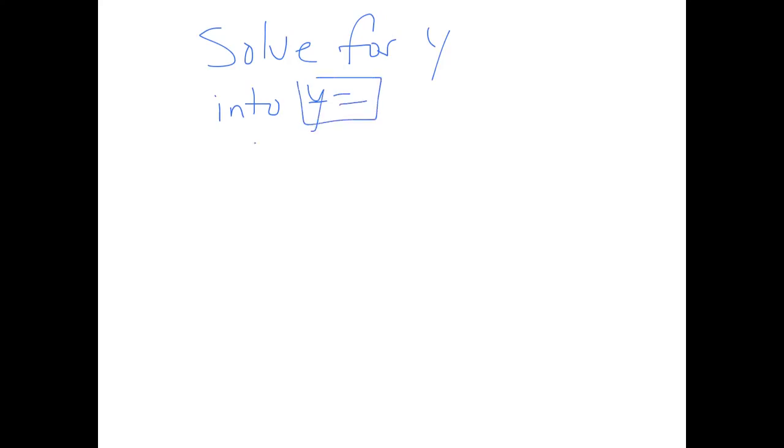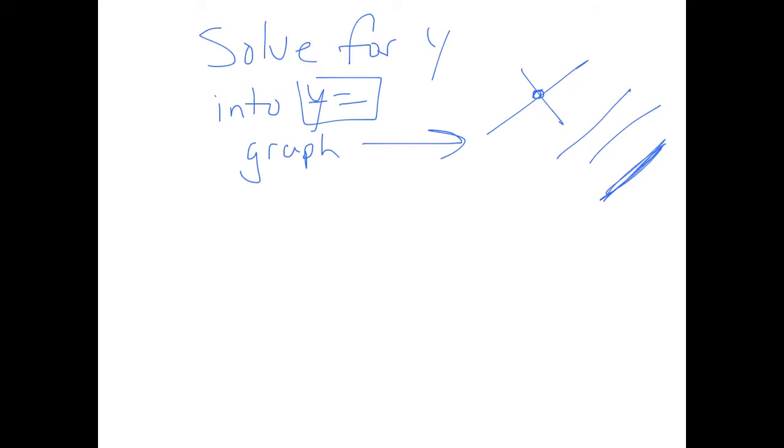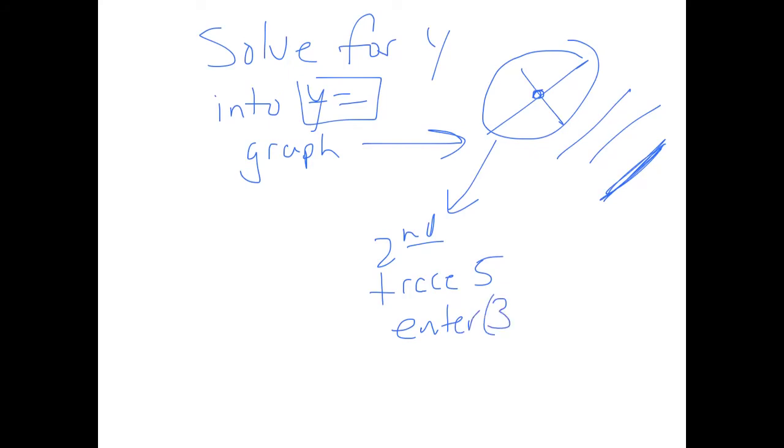Alright. So the main thing that you need to do when you're solving your systems of equations is solve for y, and then go into y equals, and then we're going to hit graph. And when you hit graph, you're looking to see, do they have one solution, do they have no solutions, or are they on top of each other and have infinite solutions? If they have one solution like this, then we come down and we do second, trace, 5, and then we do enter 3 times in a row. Okay. Alright, that's the end.